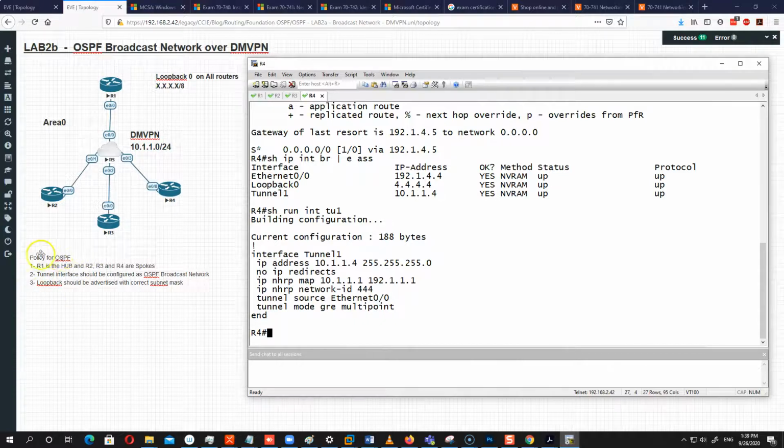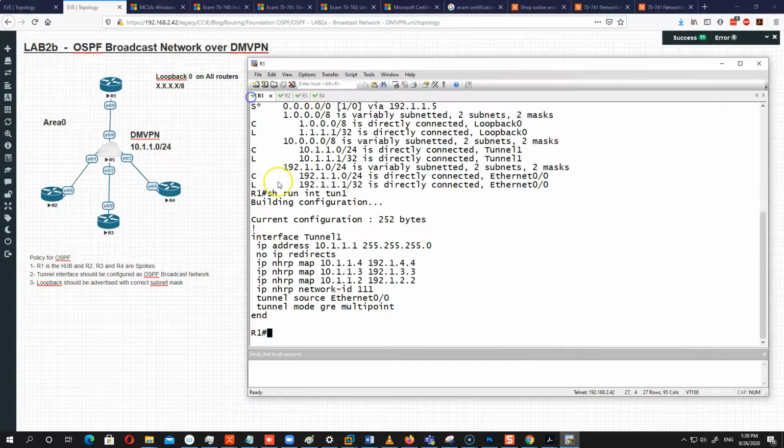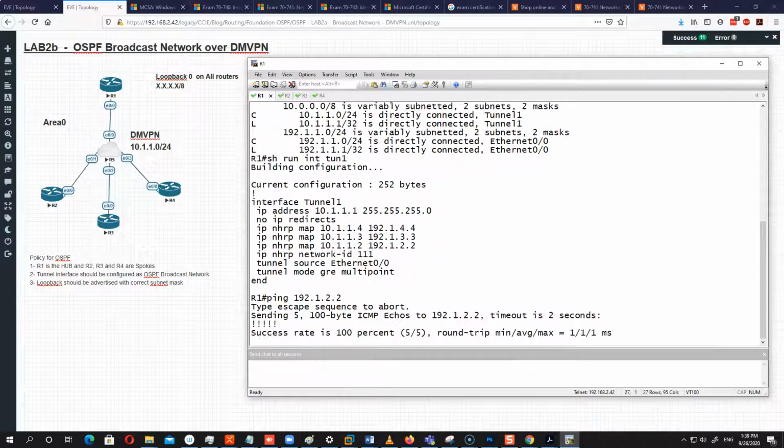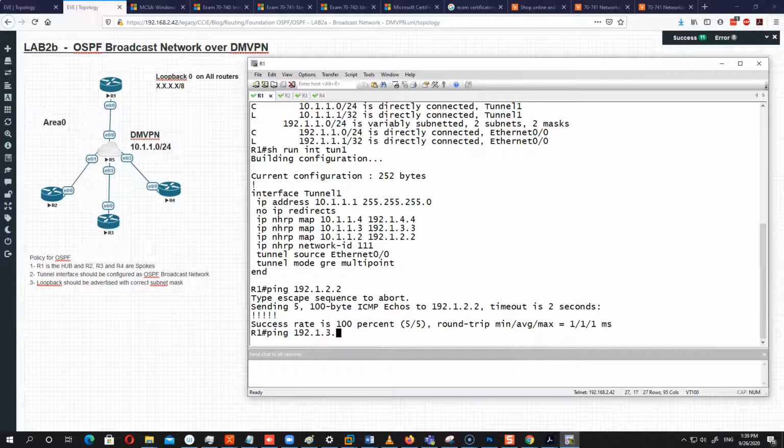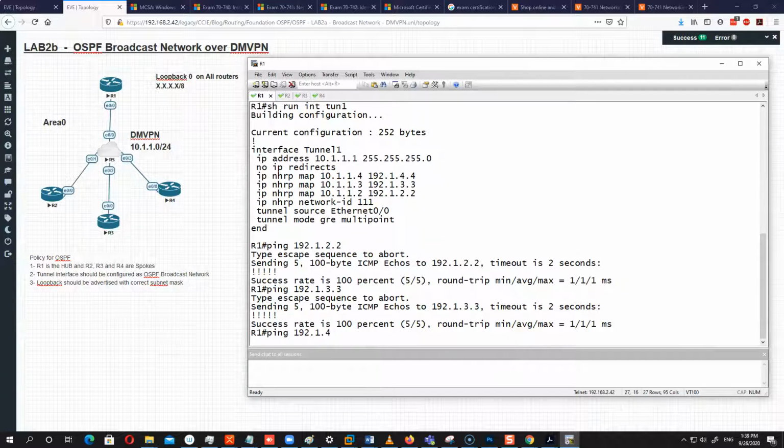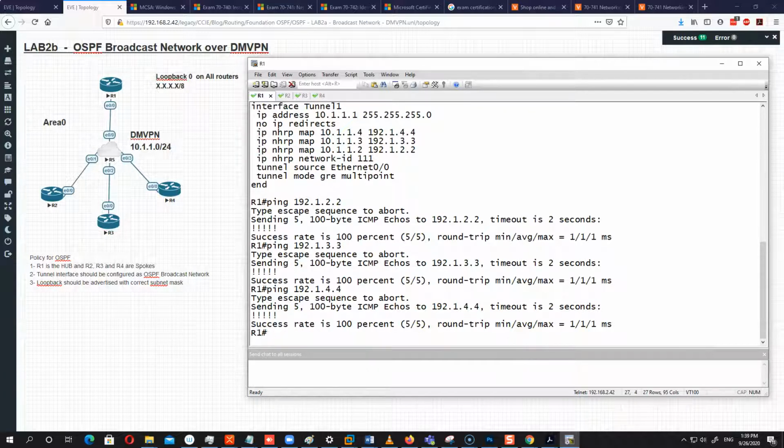So now this is the policy I'm going to run here on the OSPF network. For the OSPF network, R1 is the hub and R2, 3, and 4 are spokes. So that's what we have created. Now if I ping 192.1.2.2 or 3.3, which are the public interfaces, I'm able to ping them, right? So I have public access. Give me a second, guys.